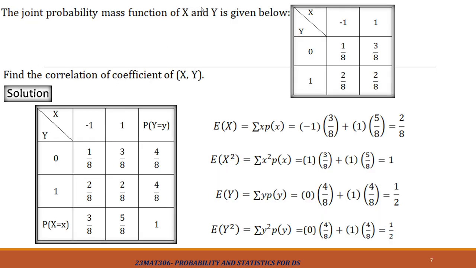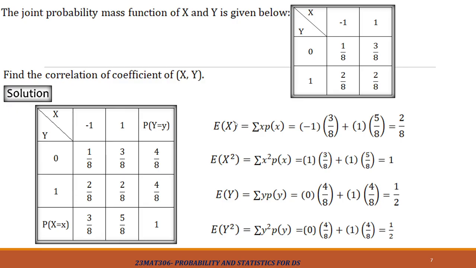Coming to the first problem, we have to find the correlation coefficient. The joint probability mass function is given. We have to find the correlation coefficient of the two-dimensional random variable x comma y. So these are the given random variables. x varies from -1 and +1, and y varies from 0 and 1. So we have to calculate the correlation coefficient.